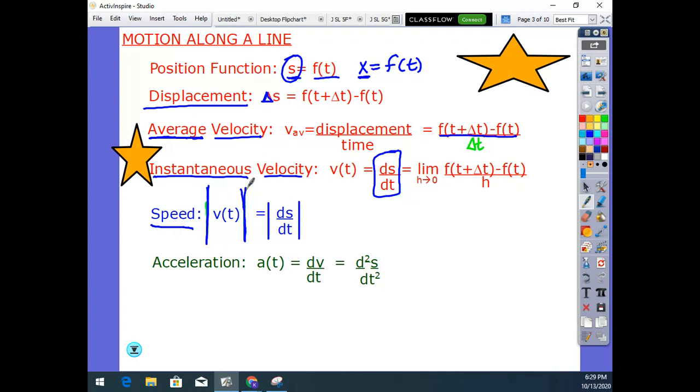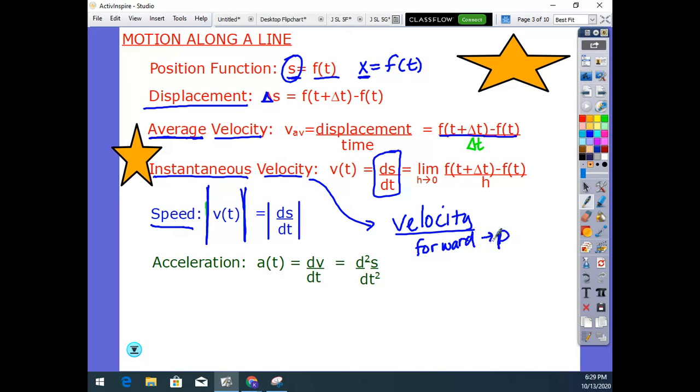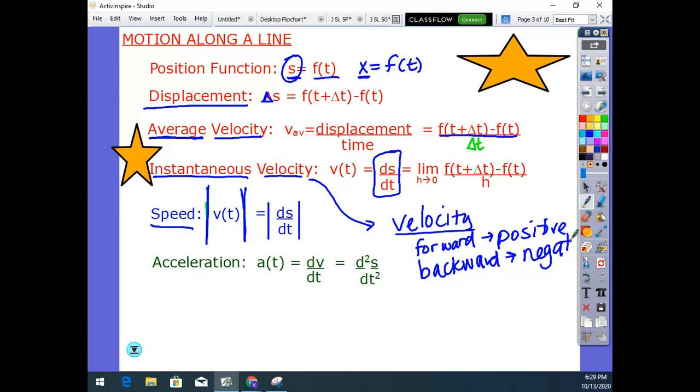Now, I'm going to point out, if velocity is moving forward, it's positive. If it's moving backwards, it's negative. It's very much like speed, but velocity shows direction. A positive velocity means the motion is moving forward. A negative velocity means it's moving backwards or falling. Okay?